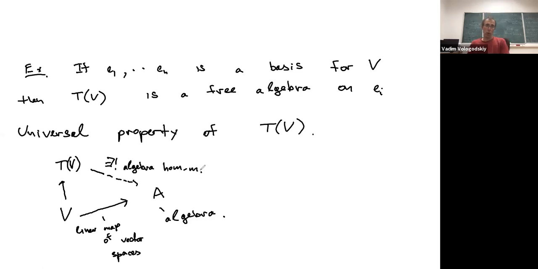Okay, so why is that? Imagine that V has a basis e1, e2, ..., en. Then giving a linear map from V to another vector space is equivalent to giving a collection of n vectors in A. This example tells me that this is a free algebra on these generators. So giving a homomorphism from a free algebra to any algebra is again equivalent to giving a collection of n vectors here. So this makes this property obvious.